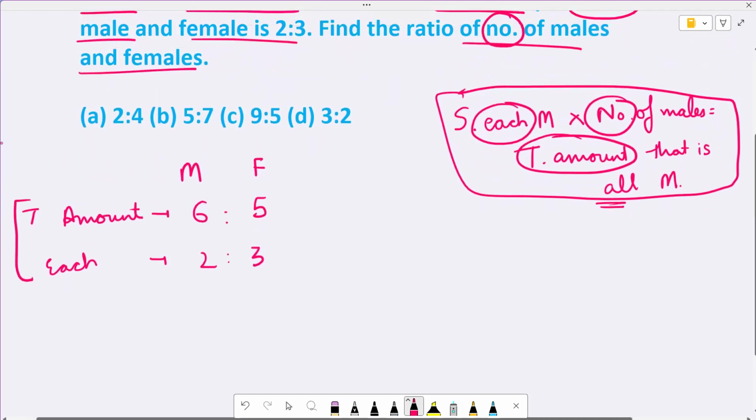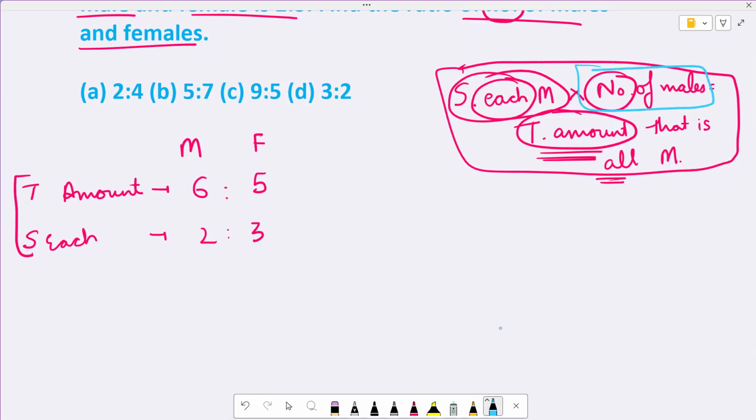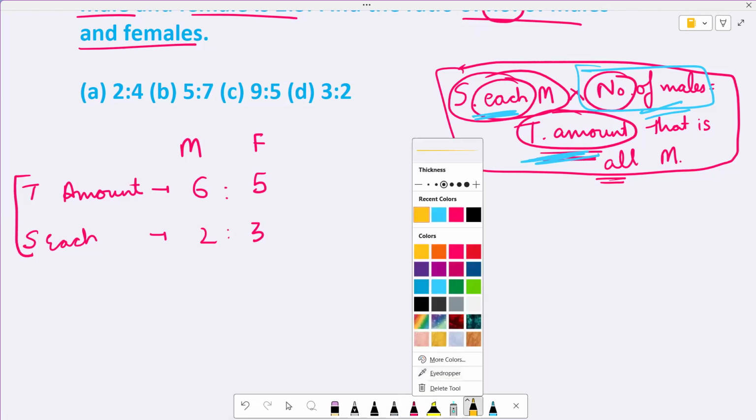Now why I wrote it in such a fashion: I could have also written the number of males, or I could have also written the salary of each person here, and then the amount in the next part. The reason for this is that when we divide the total amount by the salary of each, we get the number of males. When we divide the total amount by the salary of each, we get the total number of the counterparts, be it males or females.